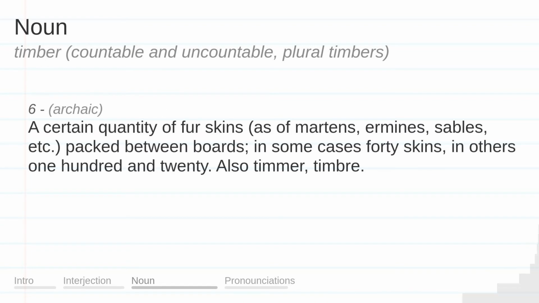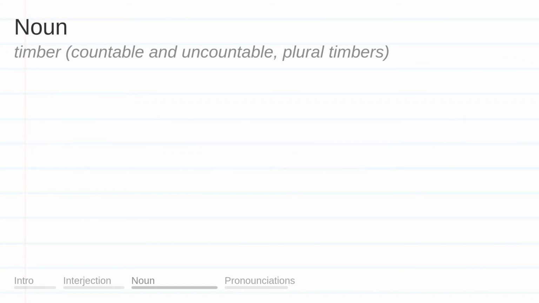A certain quantity of furskins, as of martens, ermines, sables, etc., packed between boards. In some cases 40 skins, in others 120. Also timber, timbre. Timber.